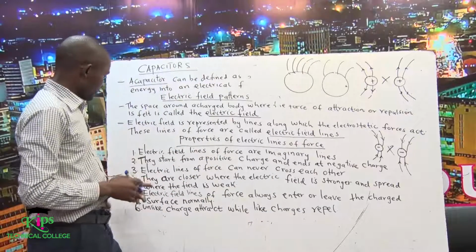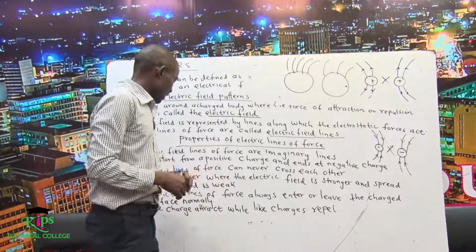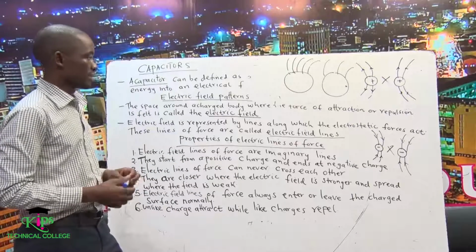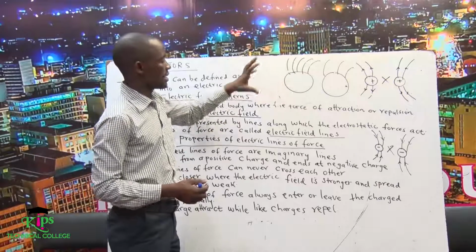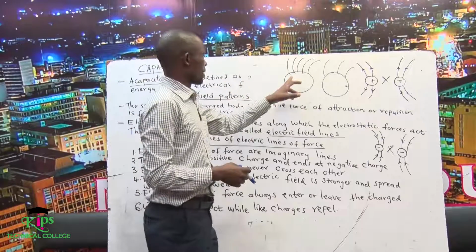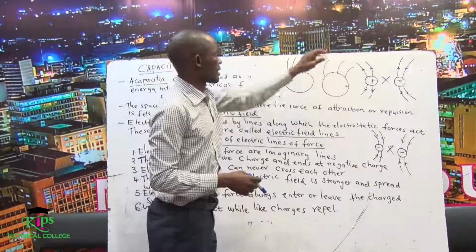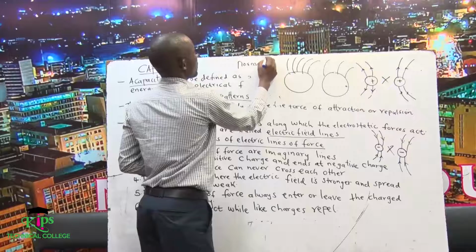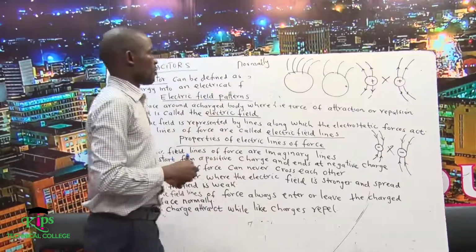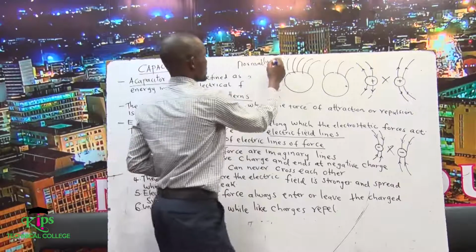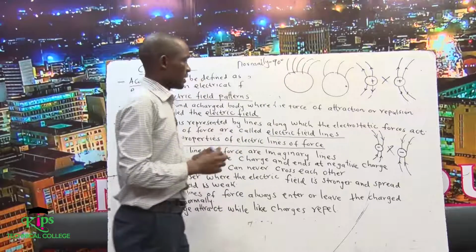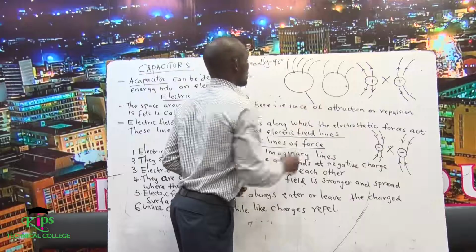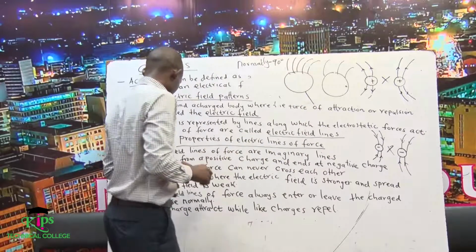Number 5: electric field lines of force always enter or leave the charged surface normally. They leave the surface normally, that is, at 90 degrees. So whenever this line leaves the surface, it leaves at 90 degrees. From the word normal, it means 90 degrees. In this case, it refers to 90 degrees. Meaning, whenever these lines are moving out of the surface, they move at 90 degrees from the surface.